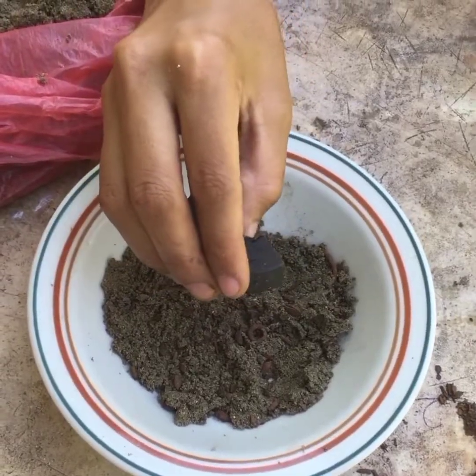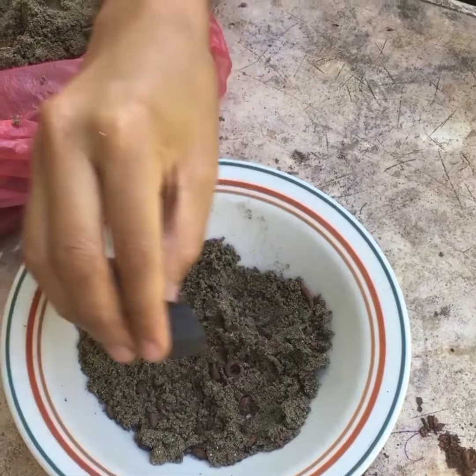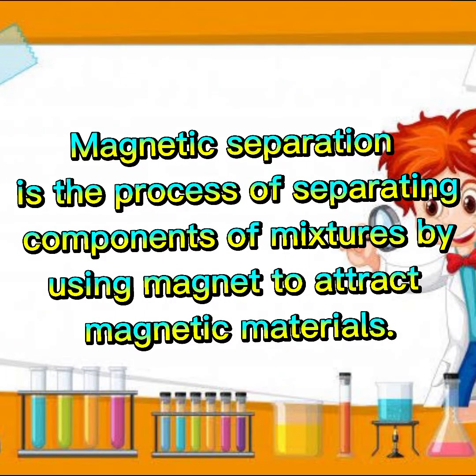As we can see, the iron filings were separated from the sand. Magnetic separation is the process of separating components of mixtures by using a magnet to attract magnetic materials.